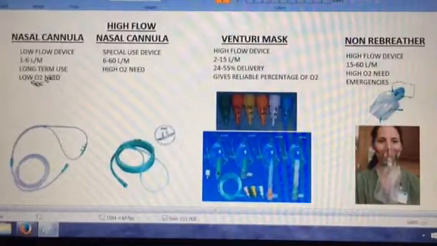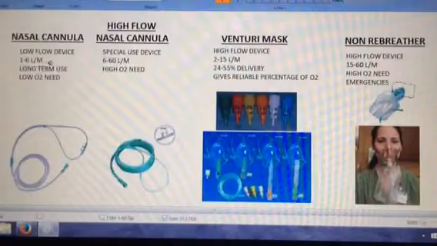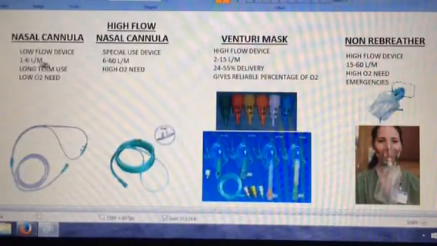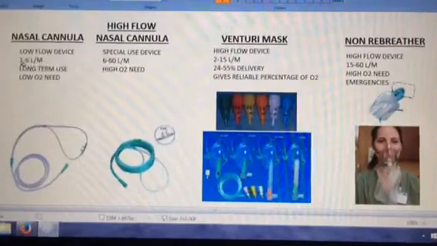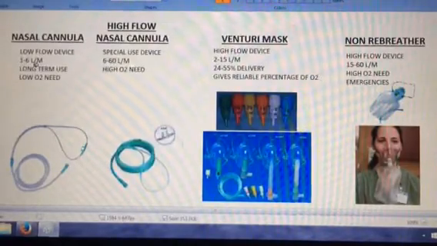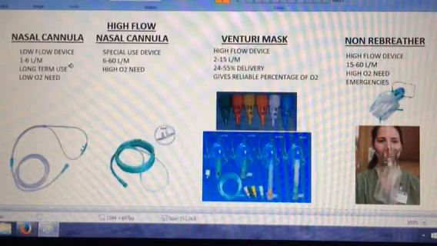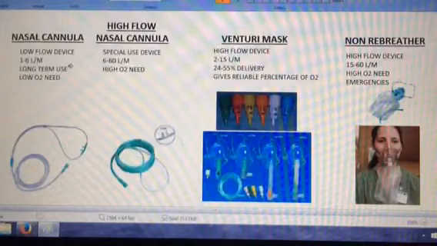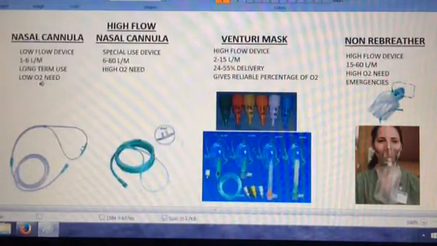The nasal cannula is a low flow device, usually 1 to 6 liters a minute. For pediatrics, it does go much lower, but you need a pediatric flow meter, and it's usually 0.25 liters per minute up to 1 liter per minute. But for an adult, 1 to 6 liters a minute. 6 is a lot of flow going through there. Usually above 4 liters a minute, no matter what, you want to put the bubble humidifier on there, or put the bubble humidifier on there if they complain about a dry nose. It's good for long-term use and for people with just a low O2 need.